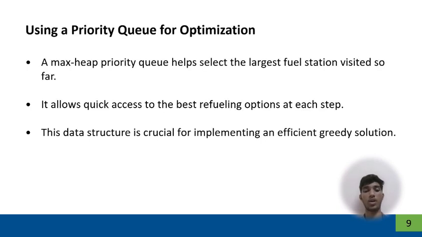Using a priority queue for optimization. A max heap priority queue helps select the largest fuel station visited so far. It allows quick access to the best refueling options at each step. This data structure is crucial for implementing an efficient greedy solution. To efficiently select the best station so far, we use a max heap priority queue. This data structure always allows us to quickly fetch the station with the largest fuel, and maintain a set of all the stations we have passed but not yet used. This is crucial for implementing the greedy approach efficiently.